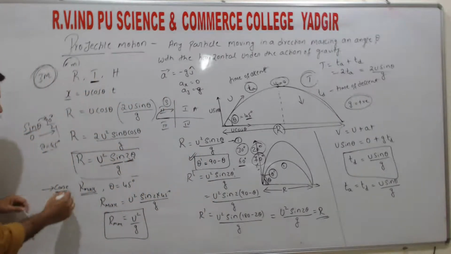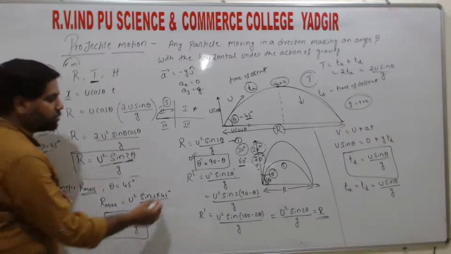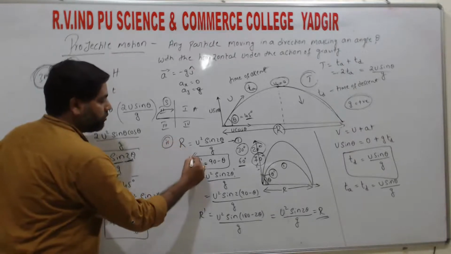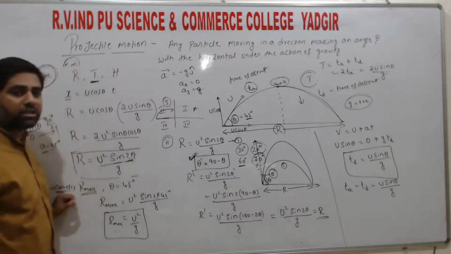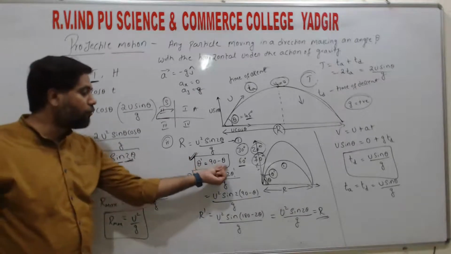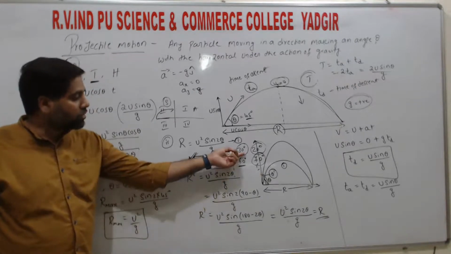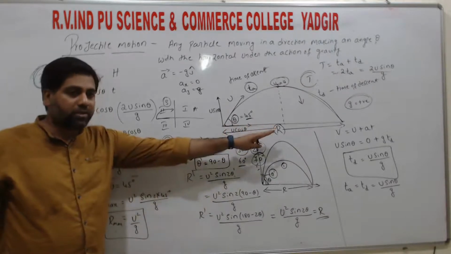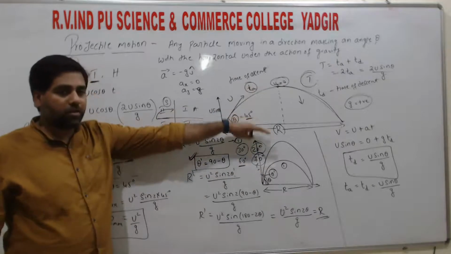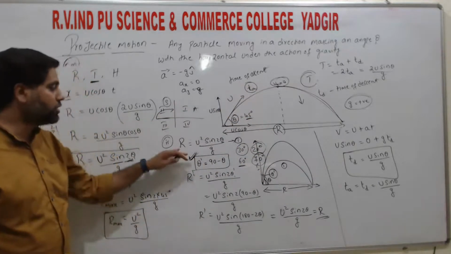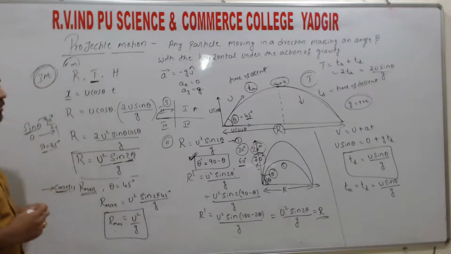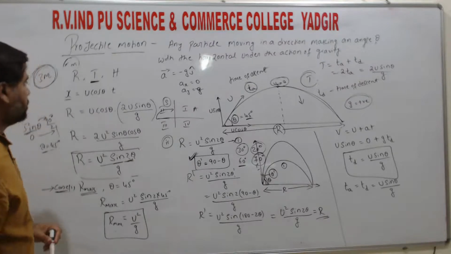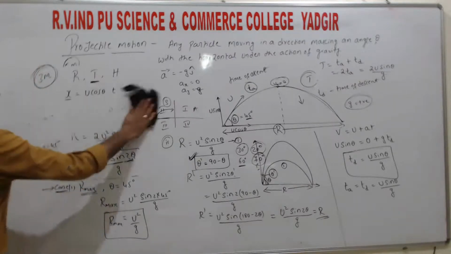So here we have two cases. One is for the maximum range, and the second is for the same range at two different angles of projection, right? If we throw at 30 degrees and again at 60 degrees, we get the same range, but the height varies, right? So this is about the range. And the last one is height.